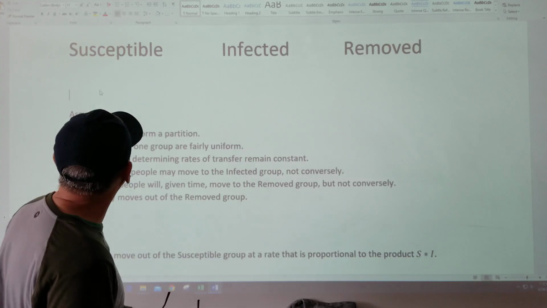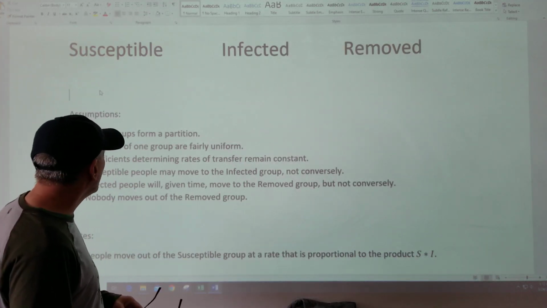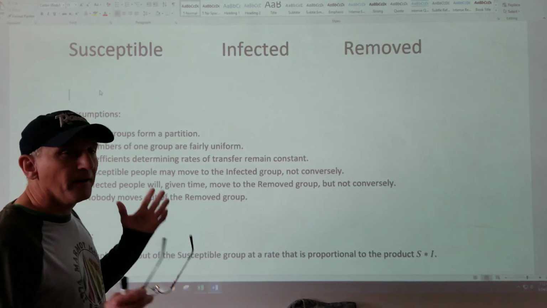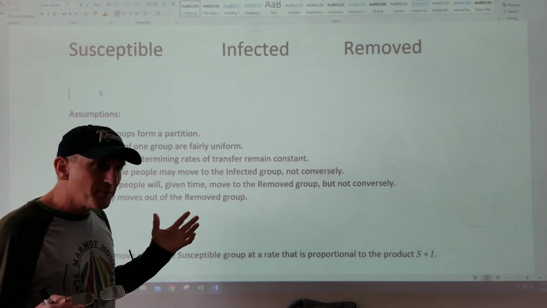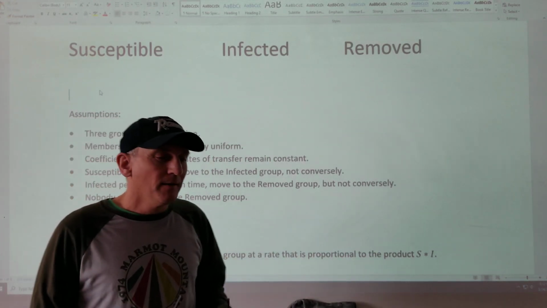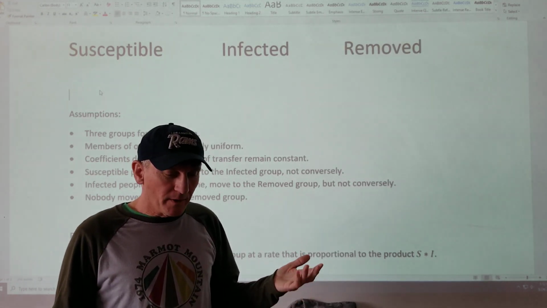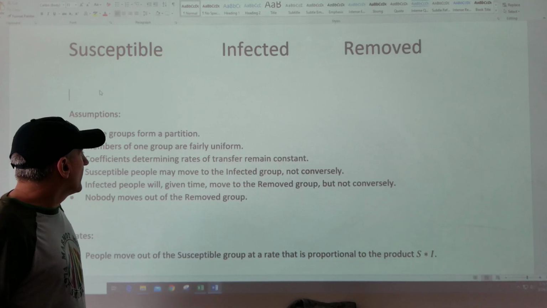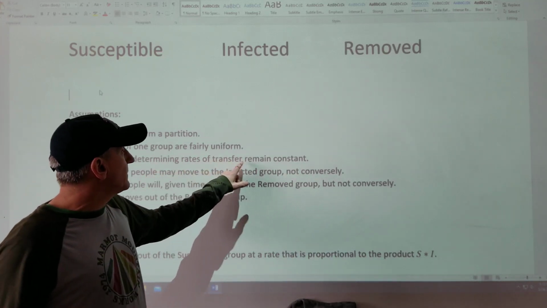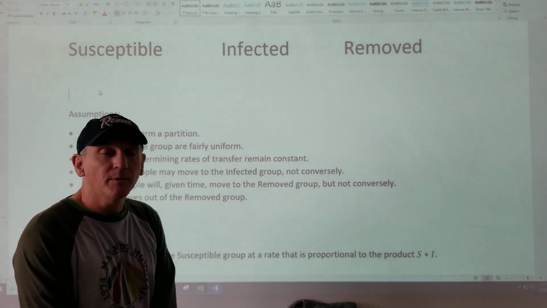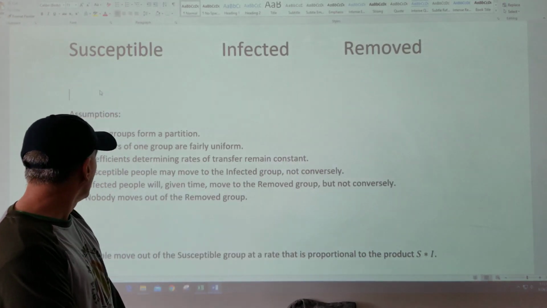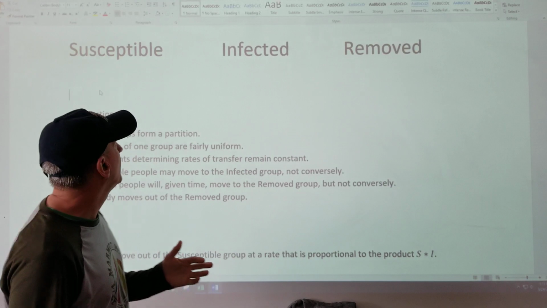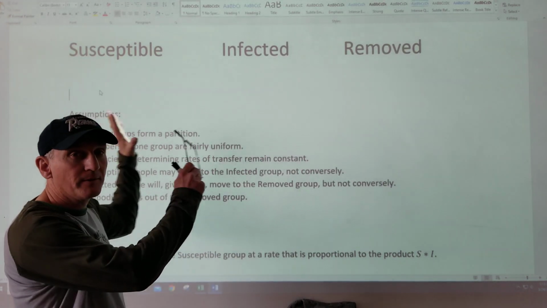Another assumption is that members of any one group are fairly uniform. And again, these assumptions may or may not hold when compared with reality. So there are coefficients that determine the rates of transfer between the groups, and we'll talk about what those coefficients are. Then as far as movement goes, it's all from left to right.